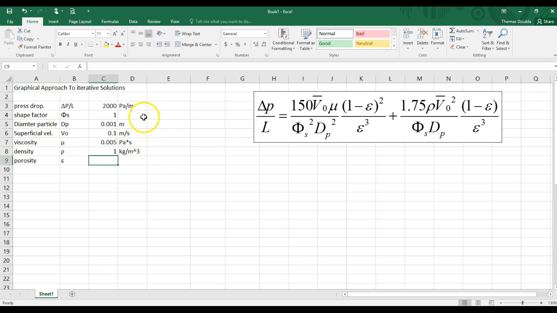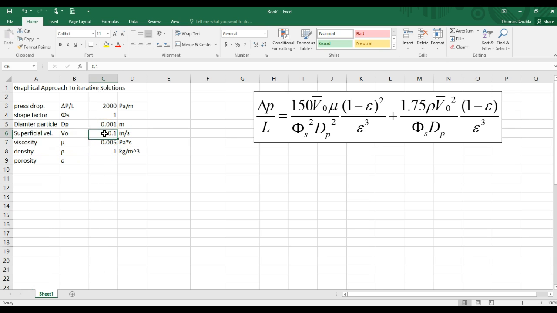Just really quickly, if you look through this equation, you have the pressure drop, which I'm defining as the change in pressure with respect to the length of column. This term here, I'm going to set at 2,000 pascals per meter. Shape factor here, which is the shape of the particle, I'm setting as 1, so it's assuming spherical particles. I specified a diameter of the particle. In this case, you can see it's a 0.001 meter particle, or 1 millimeter particle. I'm keeping all of these in equivalent units to make the conversions easy. Superficial velocity I set at 0.1 meters per second, which is probably reasonable for a gas.